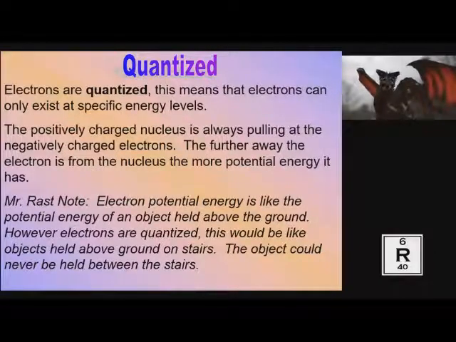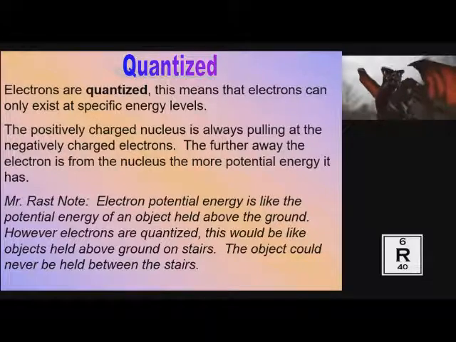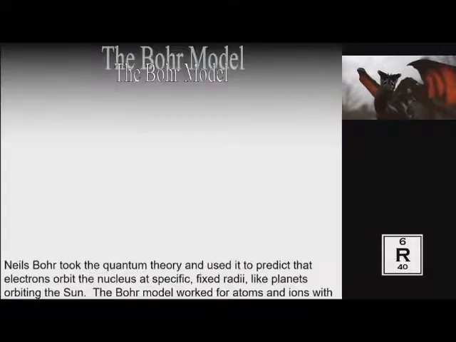So my note here is that electron potential energy is like potential energy of an object held above the ground. However, electrons are quantized, so this would be like objects held above the ground on stairs. The object could never be held in between the stairs. So if you think about what quantized means, it just means that there are steps. There are certain steps that you have to exist on. You can't exist just anywhere.